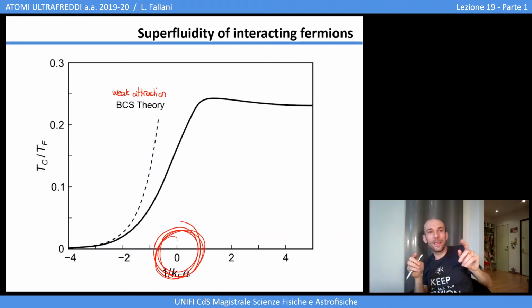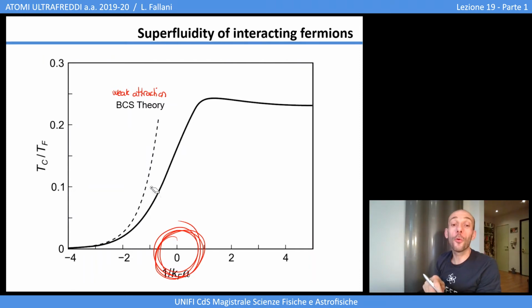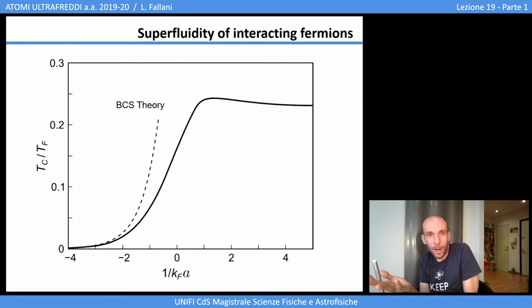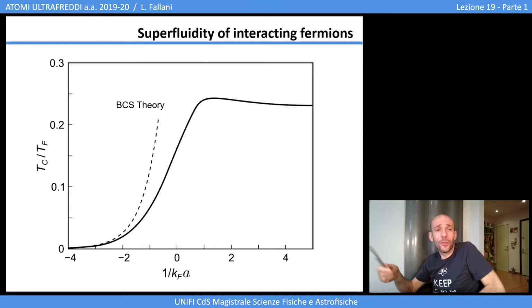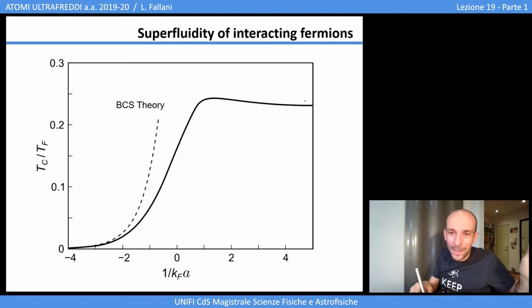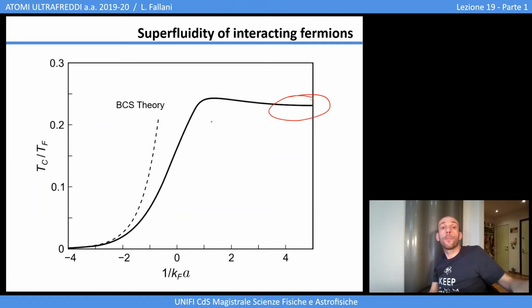So the scattering length is larger than the inverse Fermi momentum, and you can have superfluidity also in this regime. But even more strangely, you can have superfluidity also for positive values of the scattering length, that is associated to a repulsive interaction between the particles. Not only that, it also seems that the critical temperature can be much larger. So instead of being 10 to the minus 4, 10 to the minus 5, on the right side of this plot, it is on the order of 20%, 25% of the Fermi temperature.